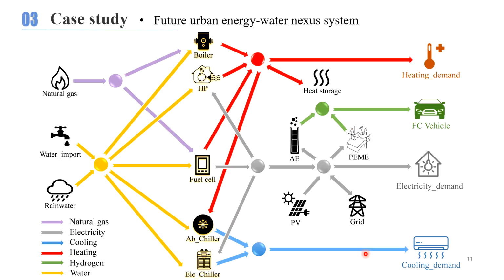The new flexible clustering approach is applied to optimize a future energy water nexus system. The nexus system can fulfill 5 types of demand, namely electricity, heating, cooling, water, and hydrogen. The electricity demand is fulfilled by CHP, PV panel, and imported electricity from the grid. Heating demand is satisfied by boiler and heat pump. Absorption chiller and electrical chiller can fulfill the cooling demand.